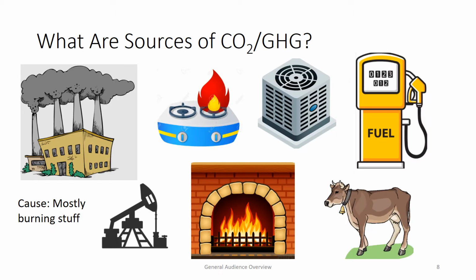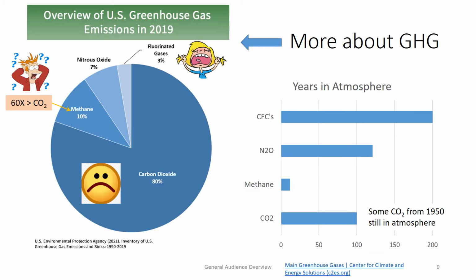What are the sources of CO2? Well, you've probably seen all these before, but clearly burning coal or any fossil fuel, natural gas. The air conditioning, there are some other fluorocarbons involved with that, but also gasoline, diesel fuel, wood-burning fireplaces, and yes, cows emit methane as well. We're not going to talk about cows today, but yes, they are a problem. So what are the various emission sources? If you look on the left-hand side, carbon dioxide is about 80% of the greenhouse gas.